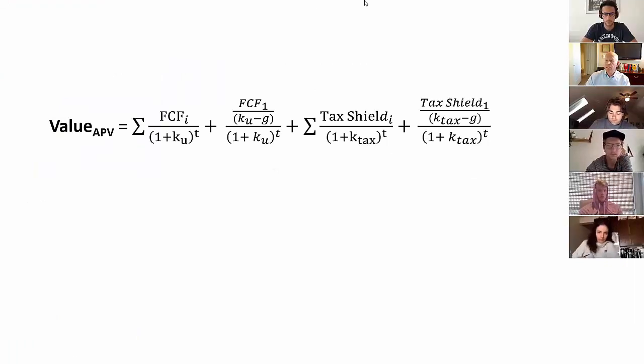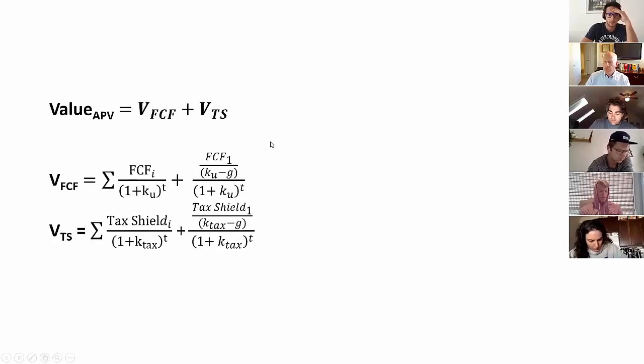The adjusted present value model is actually two models put together. The APV model has two different parts. It has value given a free cash flow model construction, plus it has value given a tax shield.